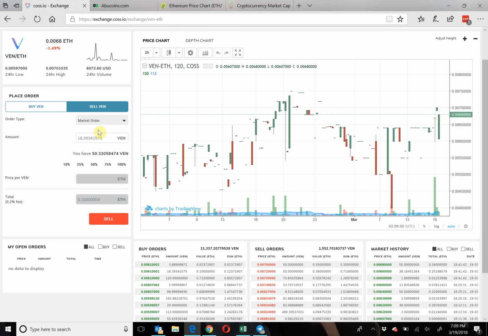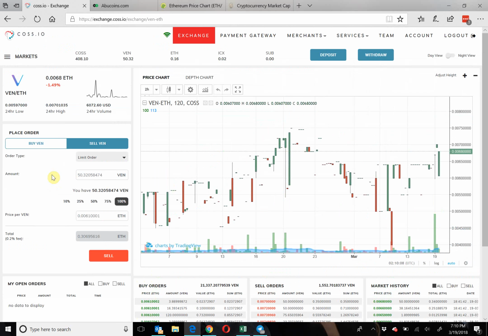And so if I were to use a market order, I would click the 100% and then sell, and then you would see the total you would retrieve in that trade value for the crypto. So that's basically the quick guide of placing orders and the order types.